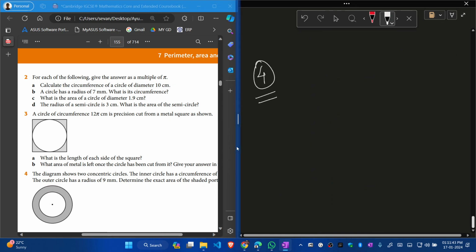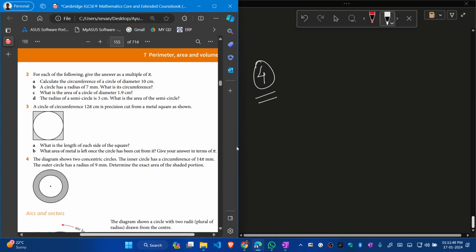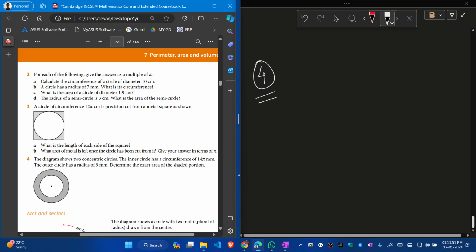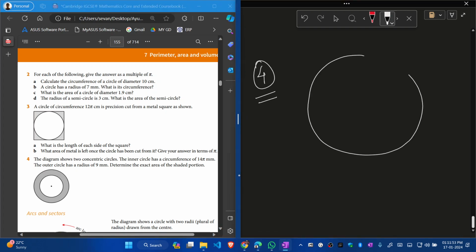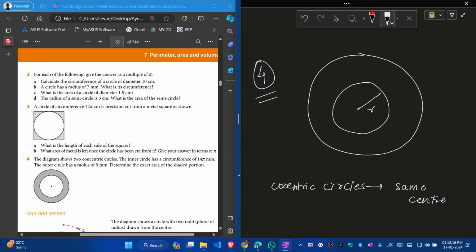This question number 4, what is the situation described here? Question number 4: the diagram shows two concentric circles. The inner circle has a circumference of 14 pi millimeters. The outer circle has a radius of 9 millimeters. Determine the exact area of the shaded portion.